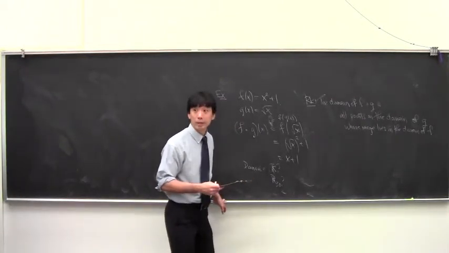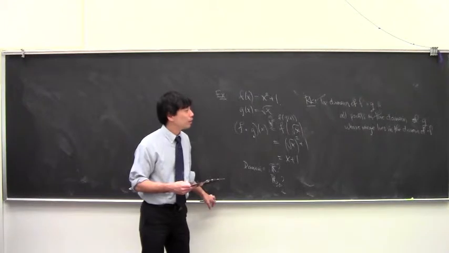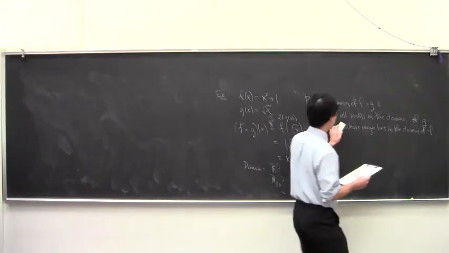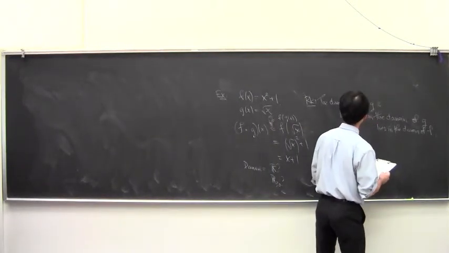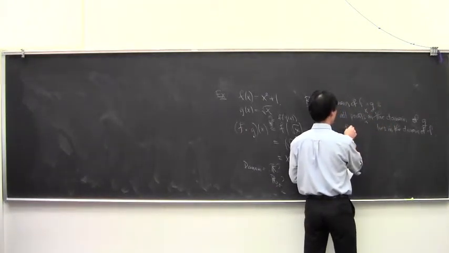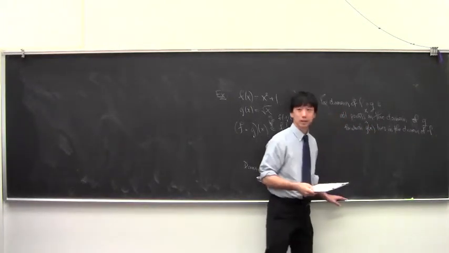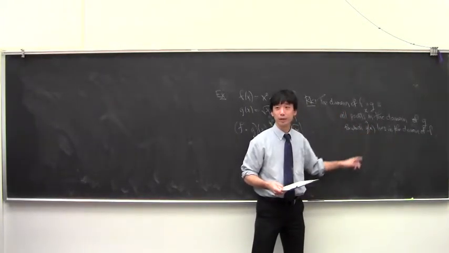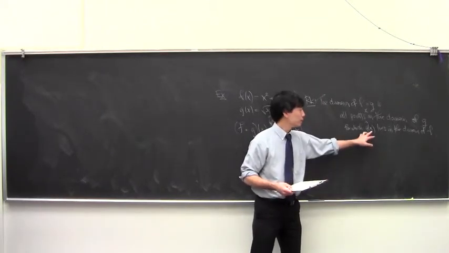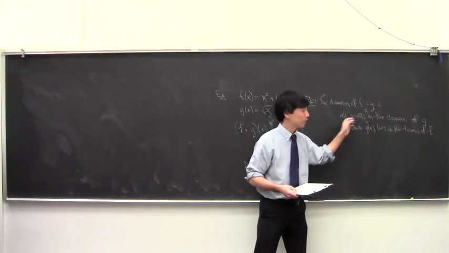Wait, so I have a question about the image. Since the image is the more specific part of the range, right? Or no, the domain. Let me write it like this: all points x in the domain of g for which g of x lies in the domain of f. Maybe that makes it clear. Here's a point, and then here's its image under g. It gets mapped to that thing.